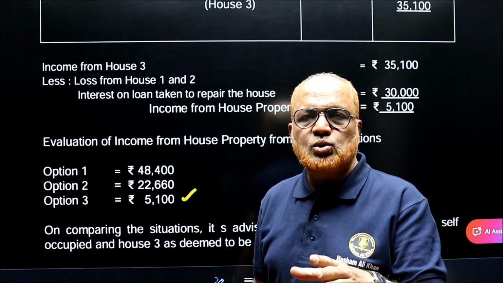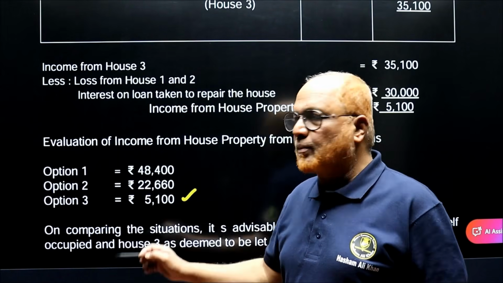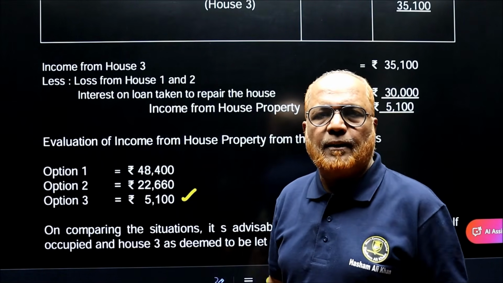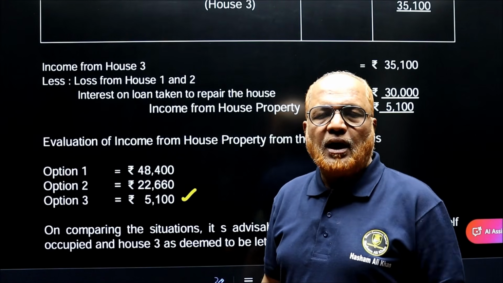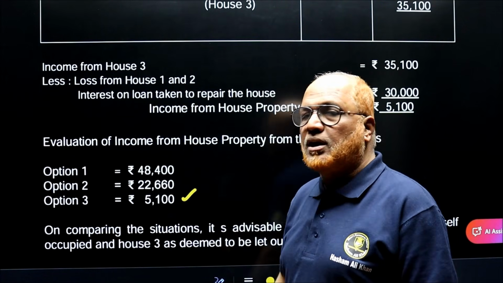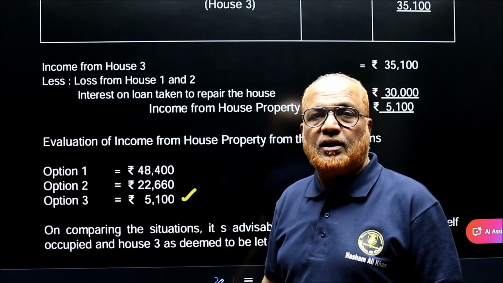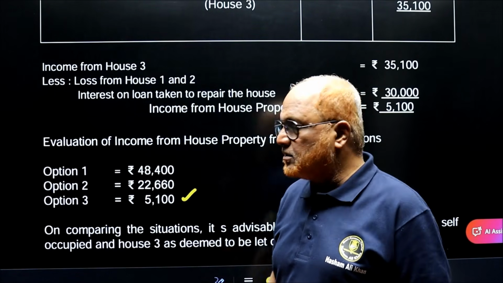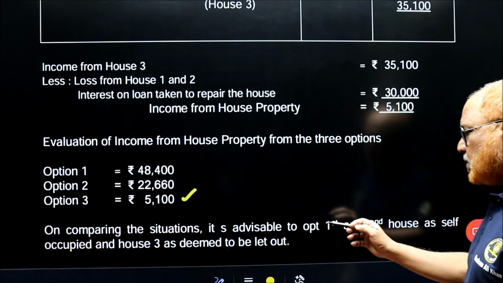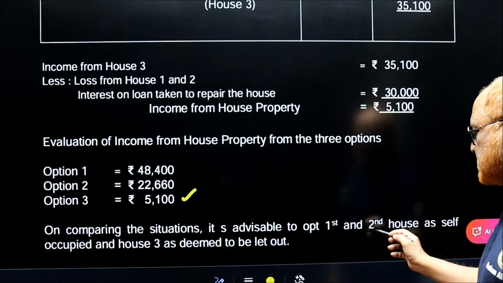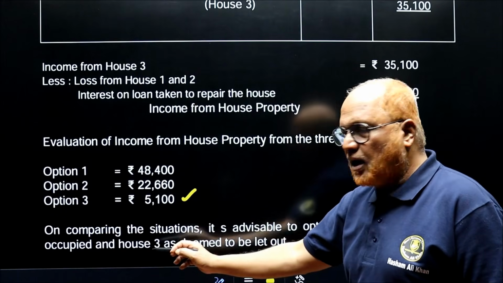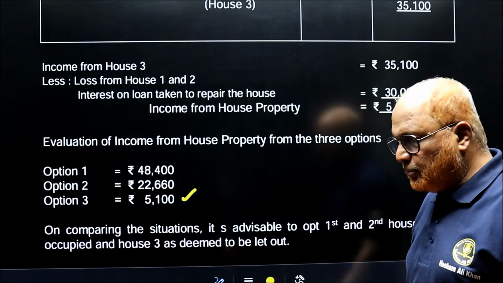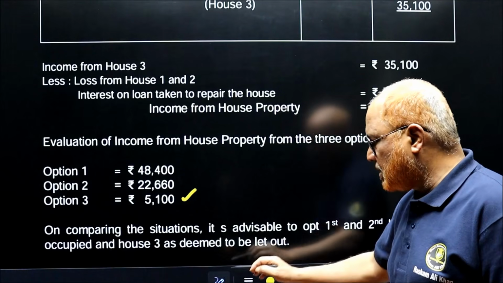अगर ये option choose करेंगे तो SSC का income from house property only 5,100 आएगा. उसका tax liability कम होगा. अगर फर्स्ट ऑप्शन चूज करेंगे तो उसका इनकम फ्रॉम हाउस प्रॉपर्टी 48,400. मोर इनकम फ्रॉम हाउस प्रॉपर्टी, ही हैज टू पे मोर टैक्स, राइट? So on comparing the situation, it is advisable to opt first and second house as self-occupied and house number 3 as deemed to be let out, right?